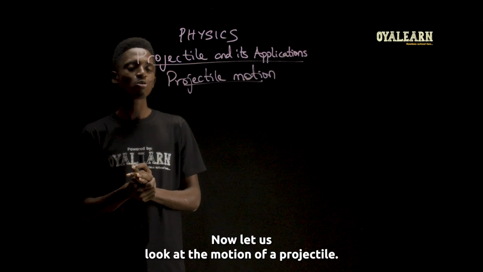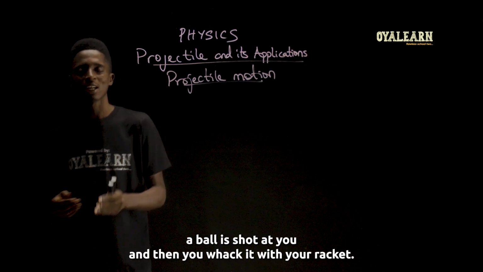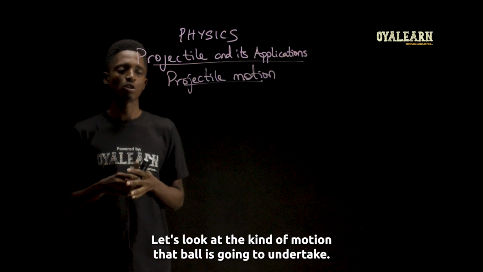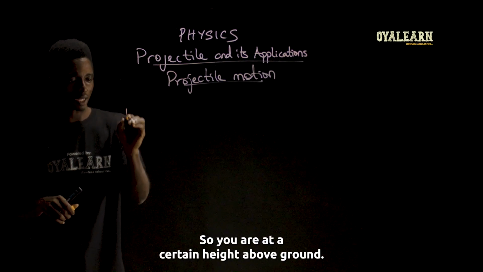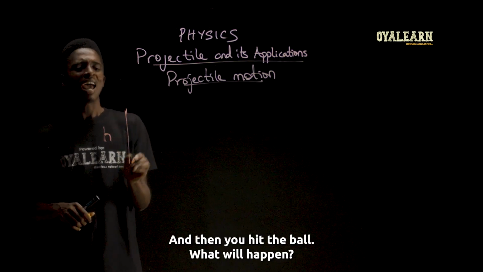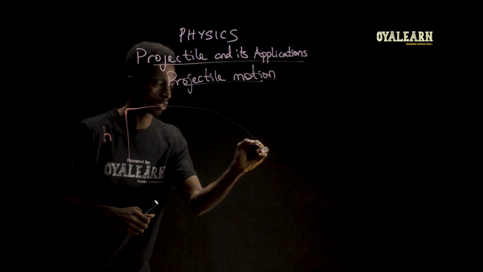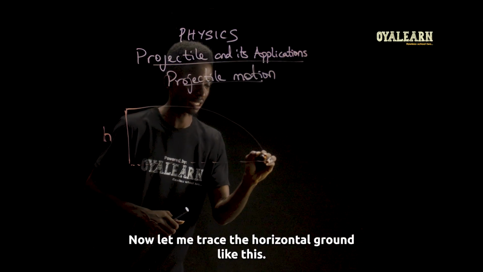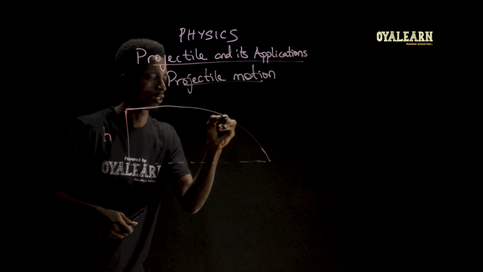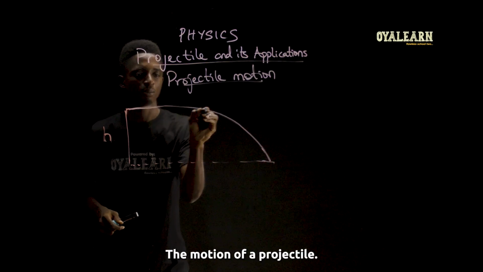Now let us look at the motion of a projectile. Let's say, for example, a ball is shot at you and you whack it with your racket. Let's look at the kind of motion that ball is going to undertake. You're at a certain height above ground, let's call that H. Then you hit the ball. What will happen? The ball will go like this. Let me trace the horizontal ground like this. Look at this. This is what we call a projectile motion, the motion of a projectile.